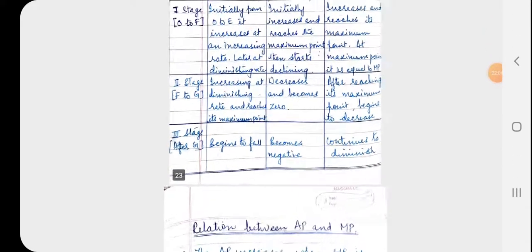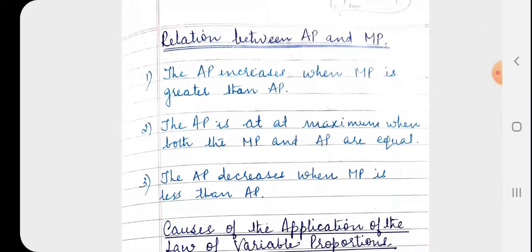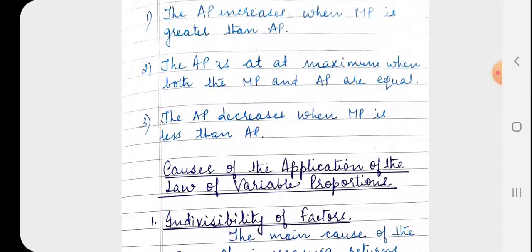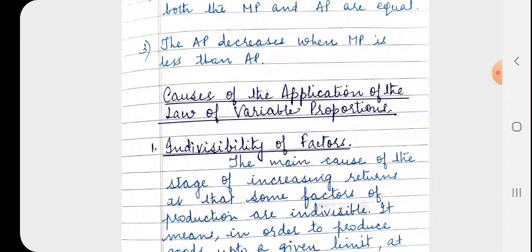The three different stages I have elaborately explained. You just go through it. Relationship between average production and marginal production: the same thing I have told, average production increases when marginal production is greater than average production. Likewise, average production decreases when MP is less than AP. So when marginal production increases, average production also increases. When marginal production decreases, average production also decreases. But the change in both the cases is more in marginal production. When it is increasing, marginal production will be above the average production. When it is declining, marginal production will be below the average production.